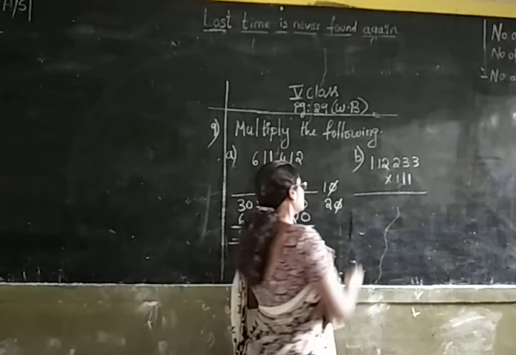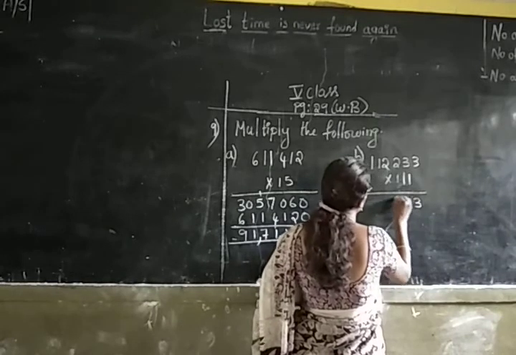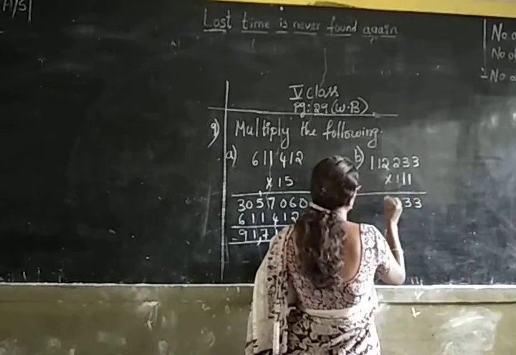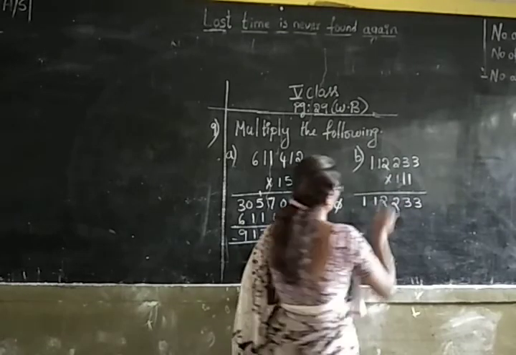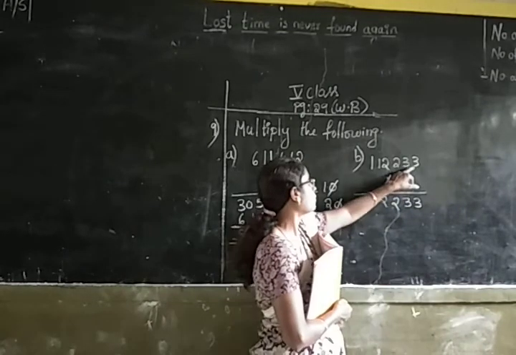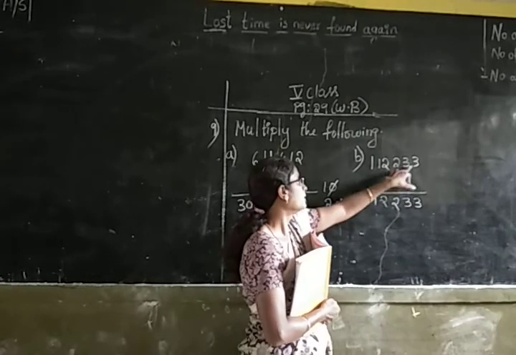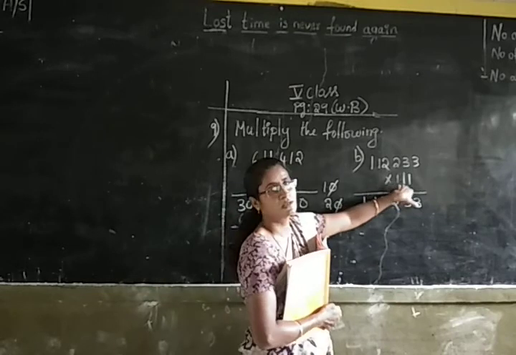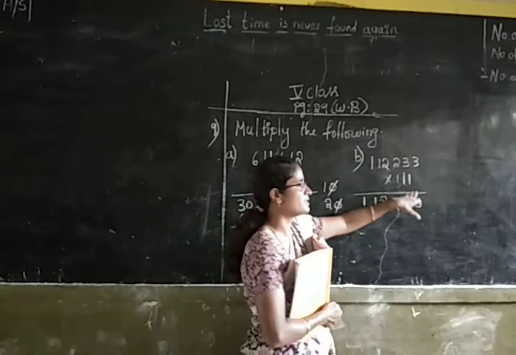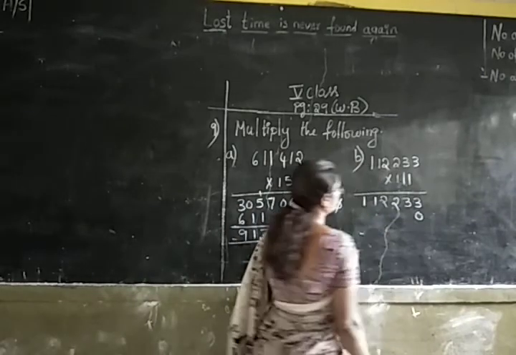Okay. Now let us multiply the number with 1. 1 three is 3. 1 two is 2. 1 one is 1. After multiplying the whole number with the 1 at 1's place, you have to multiply the whole number with 1 at 10's place. When we are multiplying the number with the 1 in 10's place, you have to put 0 in 1's place.